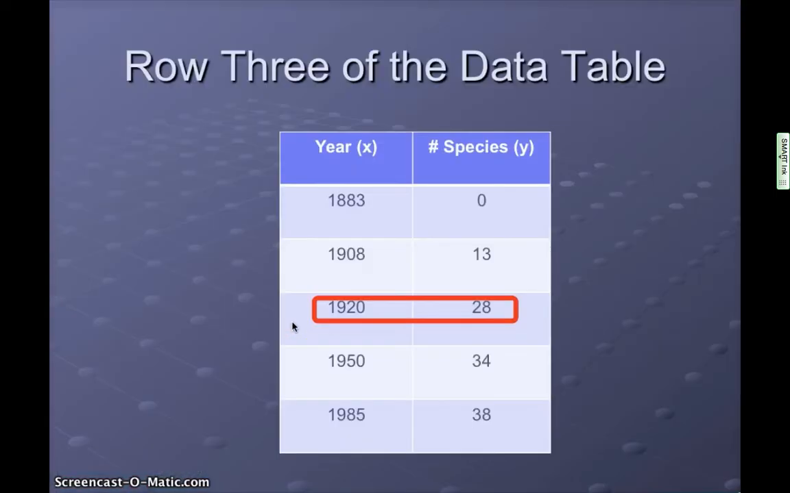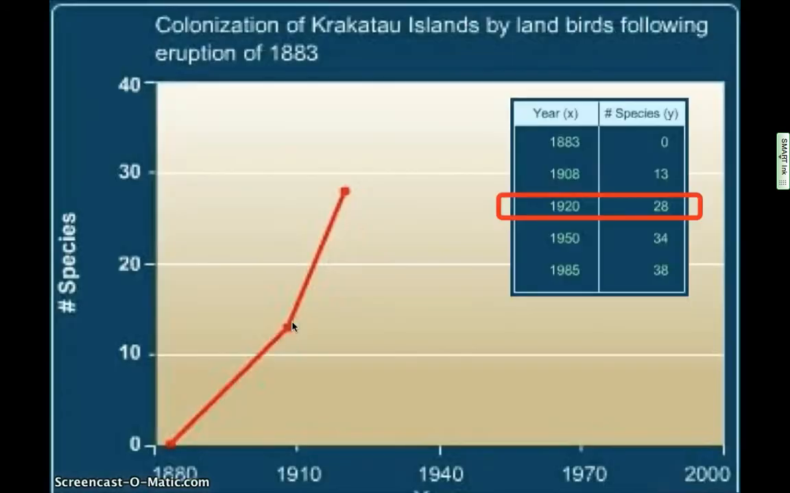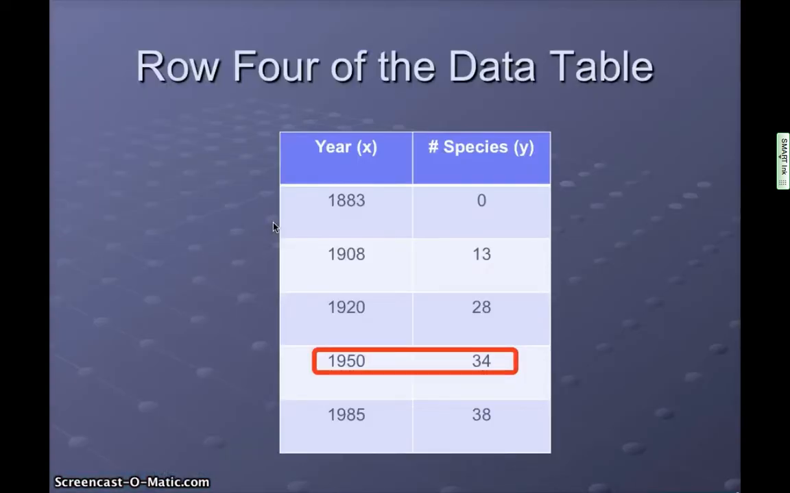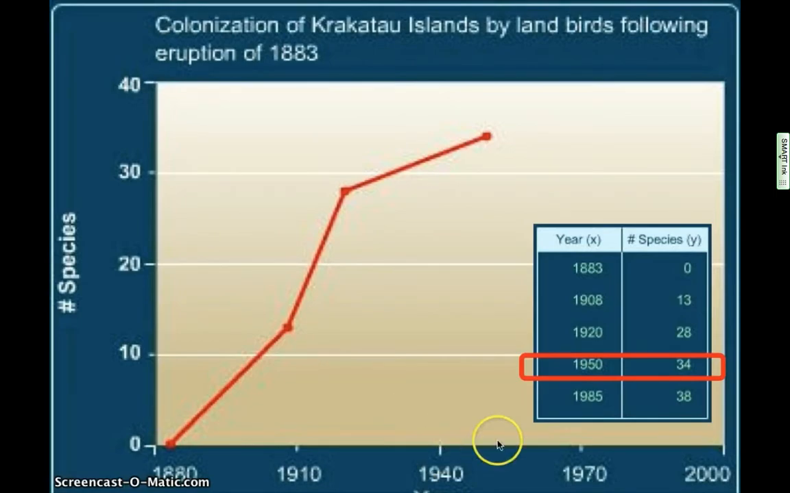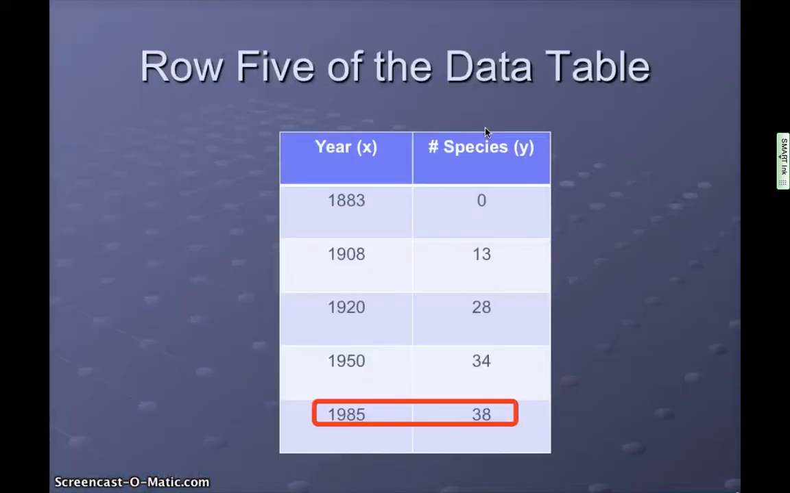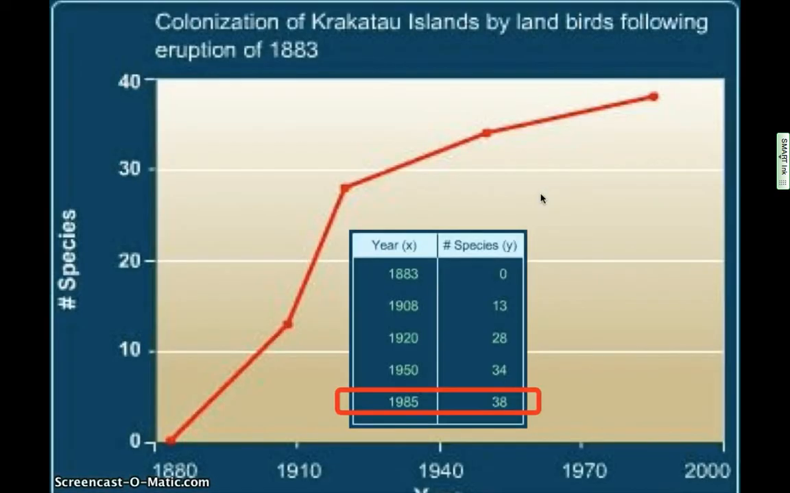In 1920, there were 28 species. So 1920 is going to be halfway between 1910 and 1940. And then we're going all the way up to 28, so almost to the 30 point. In 1950, there are 34. Okay, so again, that's close to between 1940 and 1970. And there are 34, so it's almost halfway. And then finally, in 1985, there are 38 species. So we go close to 2,000, but not quite there yet, and almost all the way to the top at 38.